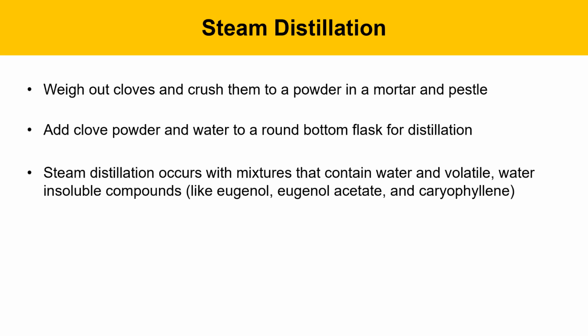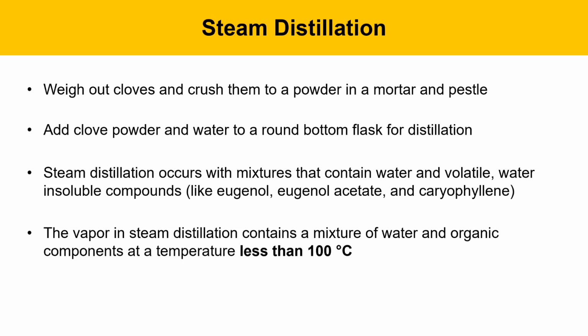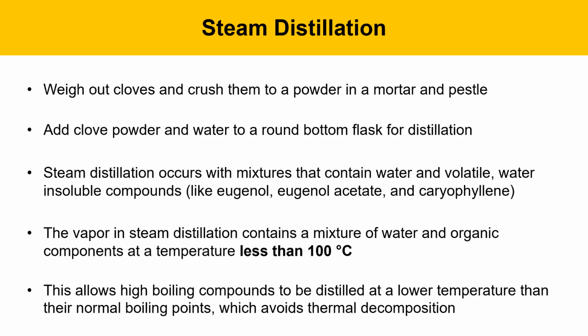And then we'll do a steam distillation, and this is a process that occurs when you have a mixture that contains water and volatile water-insoluble compounds like eugenol, eugenol acetate, and caryophyllene. The vapor in steam distillation contains a mixture of water and organic components that boil at a temperature that's less than 100 degrees Celsius. This allows high boiling compounds to be distilled at a lower temperature than their normal boiling points, and this is useful because it avoids thermal decomposition.